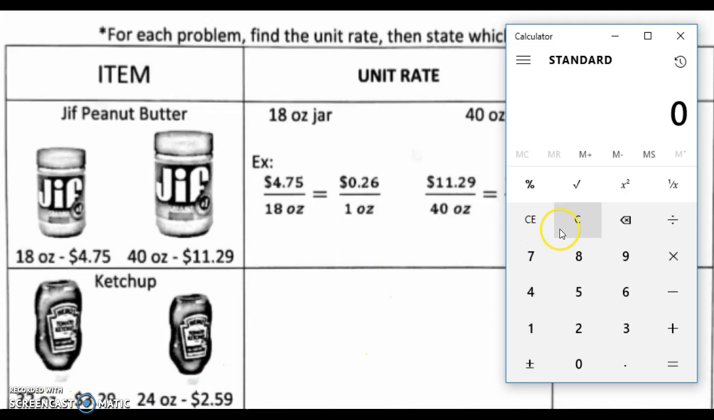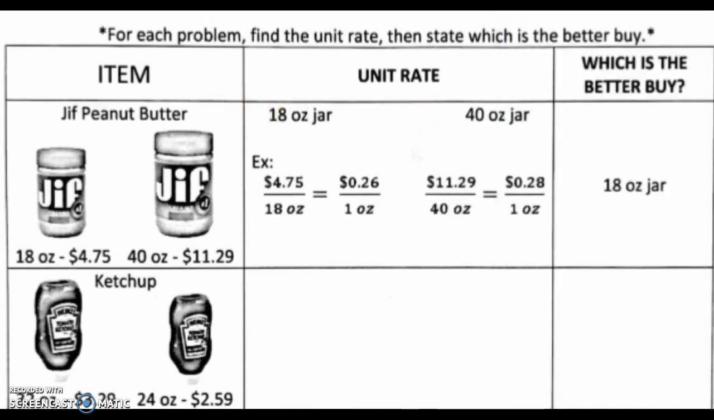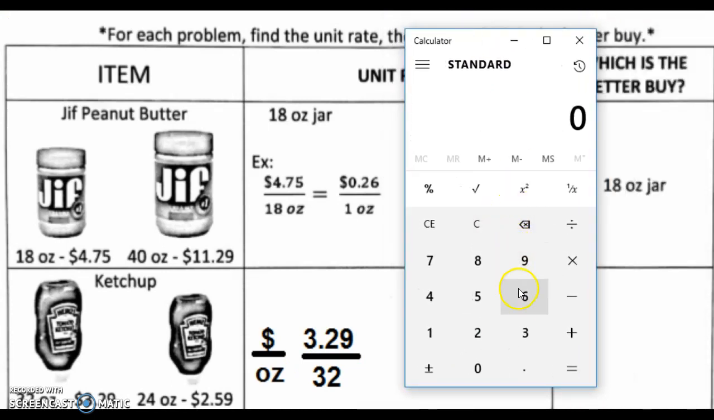We have 32 ounces and $3.29. So we're going to put our price on top, $3.29, divided by 32. And if I'm being a good student, I need to write this out. So first we're going to put the price over ounces. So our price again is $3.29, and our ounces is 32. So all we have to do is divide 329 by 32. I got my calculator and I did that, right? 329 divided by 32.